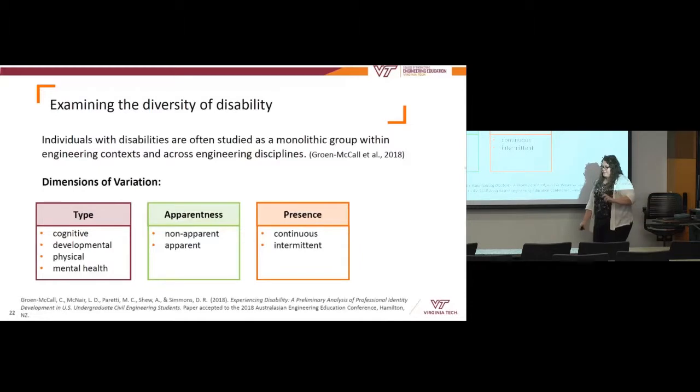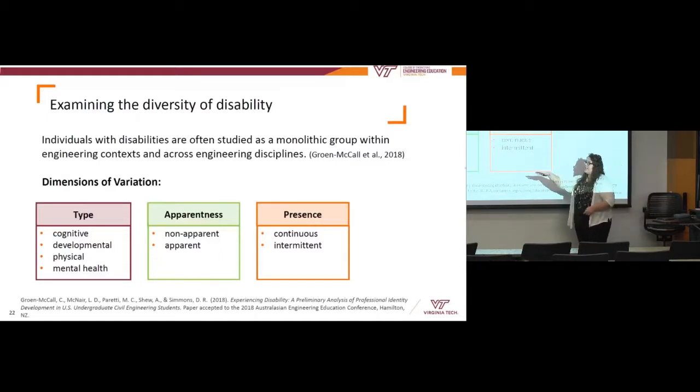So now we're getting back into what you guys were talking about in terms of the diversity of disability. In engineering education, we tend to group students with disabilities, or faculty with disabilities, or people with disabilities in one homogeneous group. And as you guys know, this is not the reality. And so what a lot of our work is doing now is really bringing that to the fore in what we're talking about, particularly in engineering education.